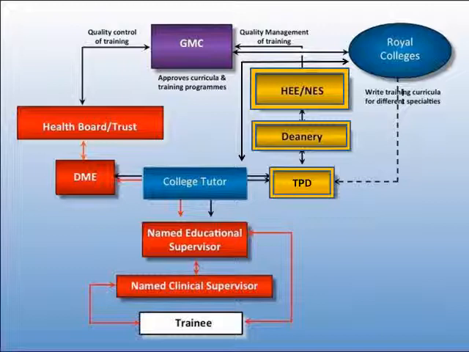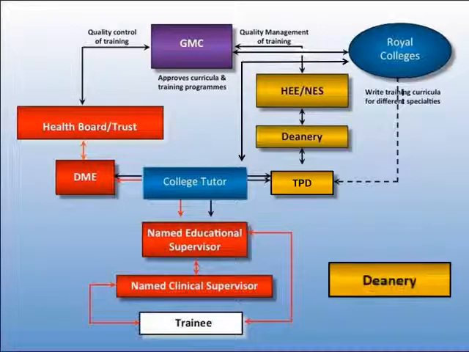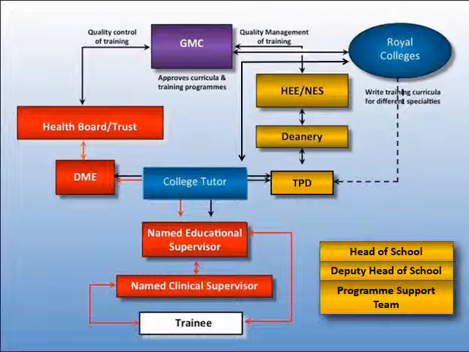Within the deanery box in the diagram, there are a number of roles. The head of school and deputy head of school coordinate the training across Yorkshire and the Humber as a whole and report to the deputy dean and the dean above them about the functioning of the school. Also within the deanery are the programme support staff.